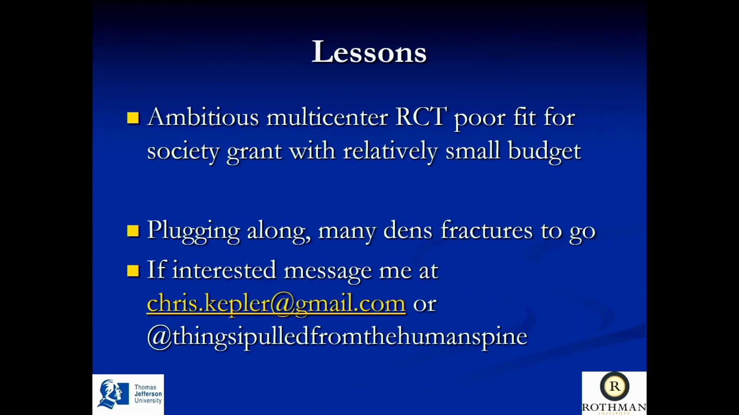This is a relatively overly ambitious, maybe, multi-center randomized controlled trial, which ended up being a poor fit for a society level grant. Not to knock it, we were very, very happy and flattered to get awarded the grant, but the budget was not what we needed. If we had a much bigger budget, we would have been able to make this study happen at a much faster pace, because it would be easier for places to do. And so the budget was a little bit of an obstacle. In summary, we're plugging along, enrolling patient by patient. We have many, many more to fix or not fix before we get to the finish line here.